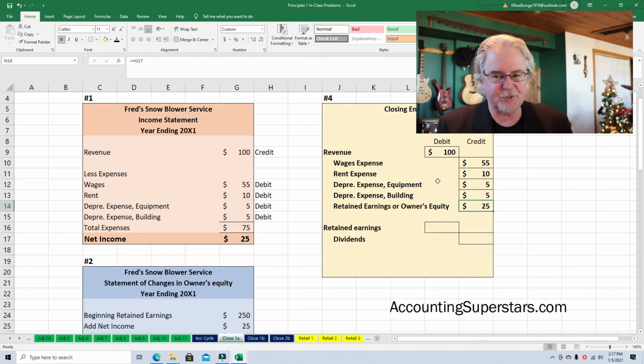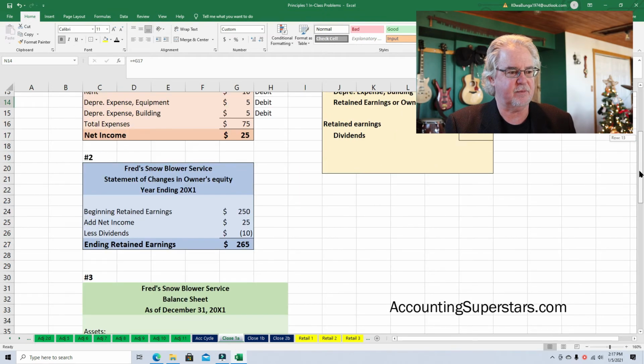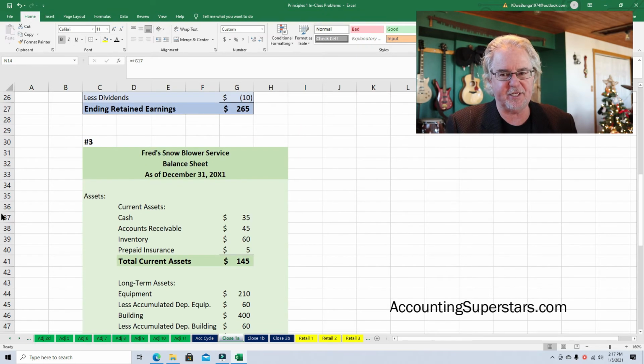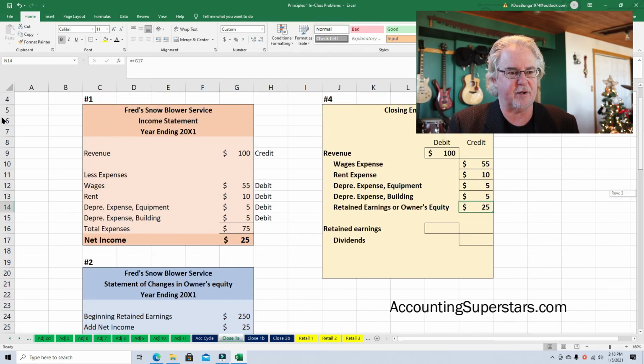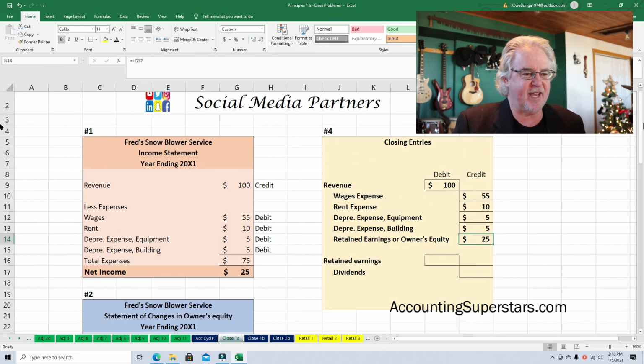So let's review really quickly here. Only close out accounts that you find on the income statement. Are you going to close out accounts that are on the balance sheet down here? Does anything on the balance sheet get closed out? The answer is no. Never, ever. Don't do it. All right? Because if you do, you'll get it wrong. I mean, you'll just be wrong. Guaranteed to be wrong. Okay?